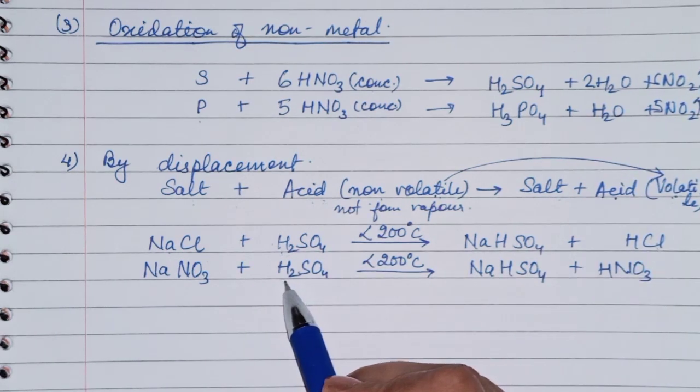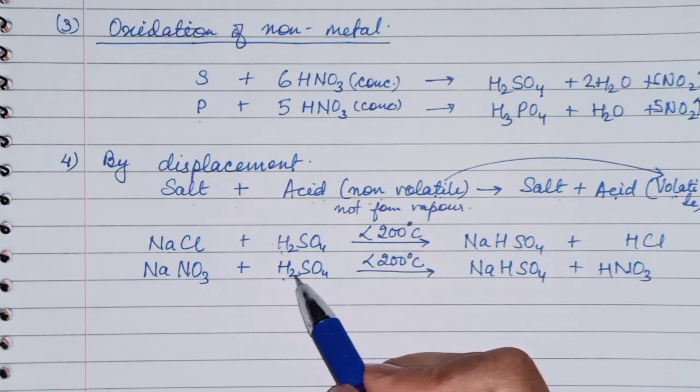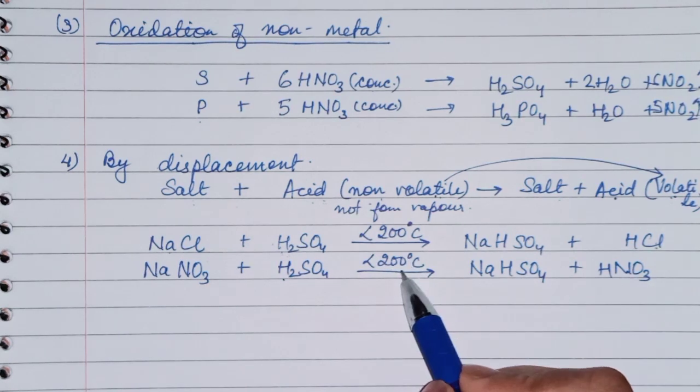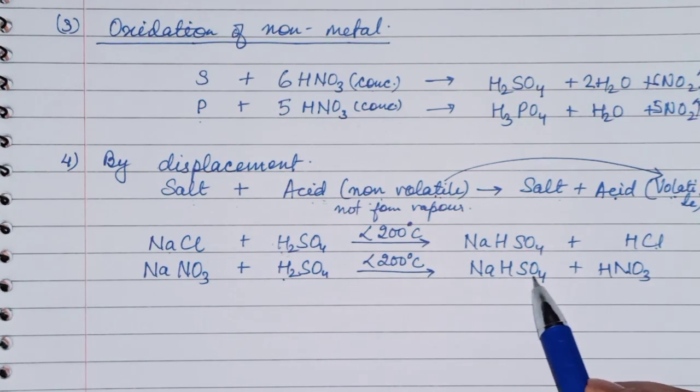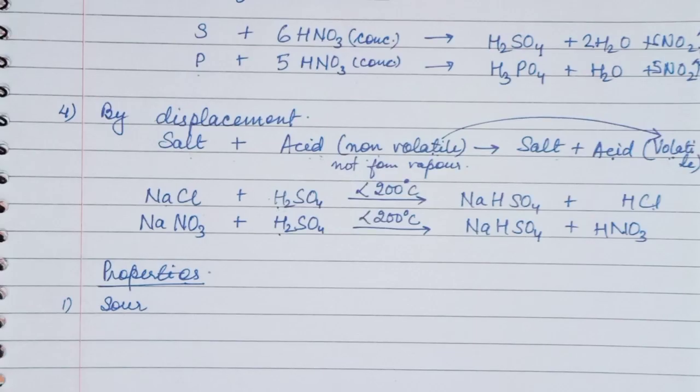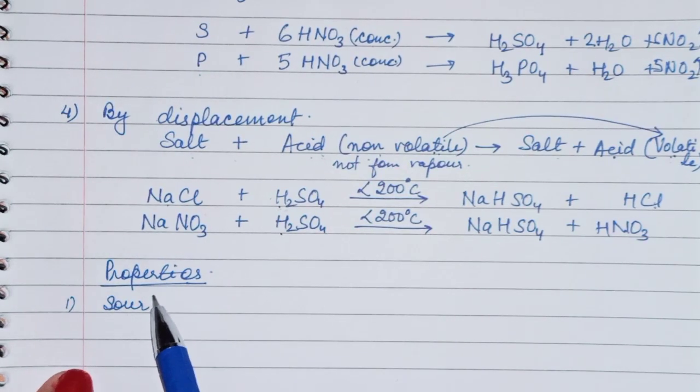Here also we are taking H2SO4 and the temperature will be below 200 degrees Celsius. That's why we will get sodium bisulfate. Okay. Next point is properties.